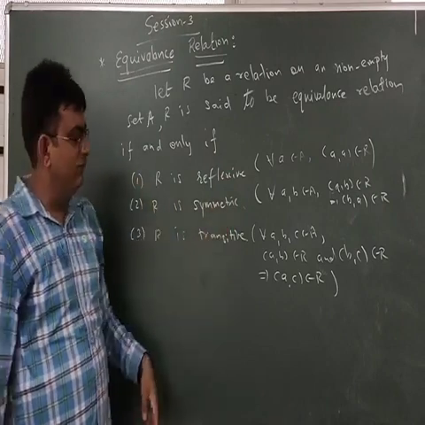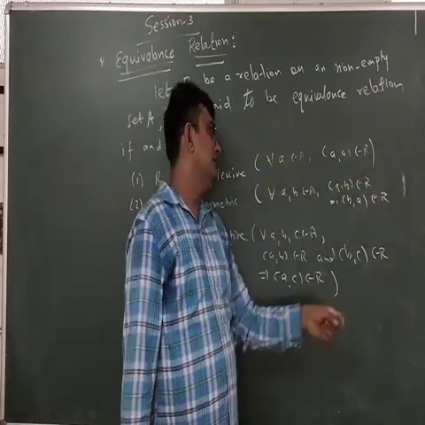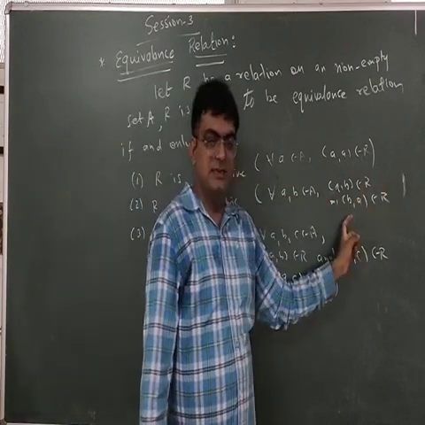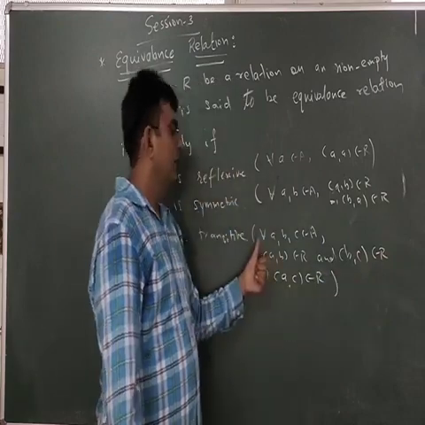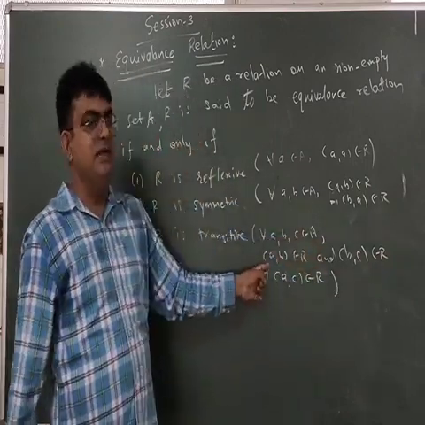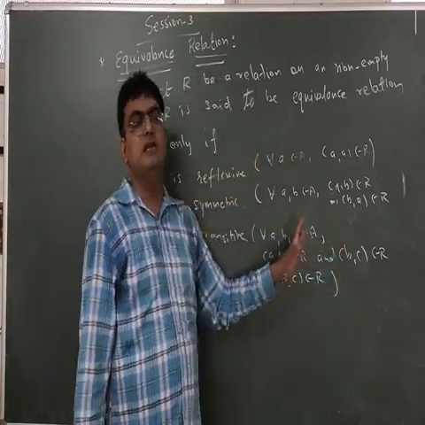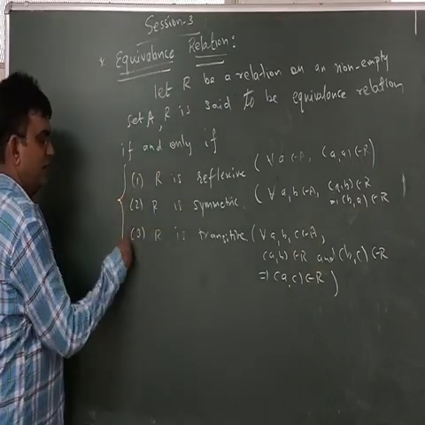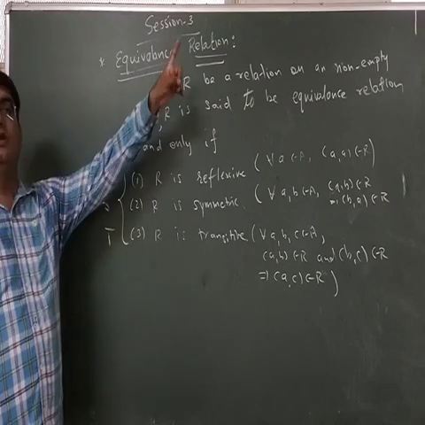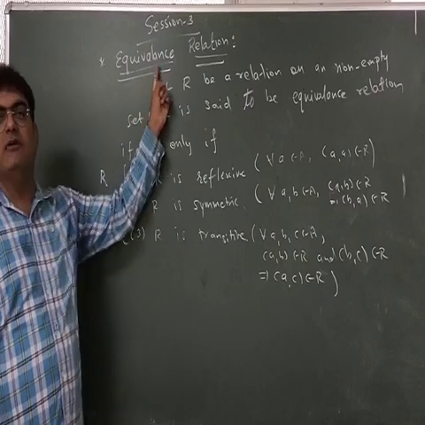Let us revise before that. What is reflexive? For all a belongs to A, (a, a) belongs to R. Symmetric: for all a, b belongs to A, (a, b) belongs to R implies (b, a) belongs to R. Number 3, transitive: for all a, b, c belongs to A, if a is related to b and b is related to c, then a must be related to c. In short I can say R, S, T. If your relation satisfies reflexive, symmetric and transitive, then it is called an equivalence relation.